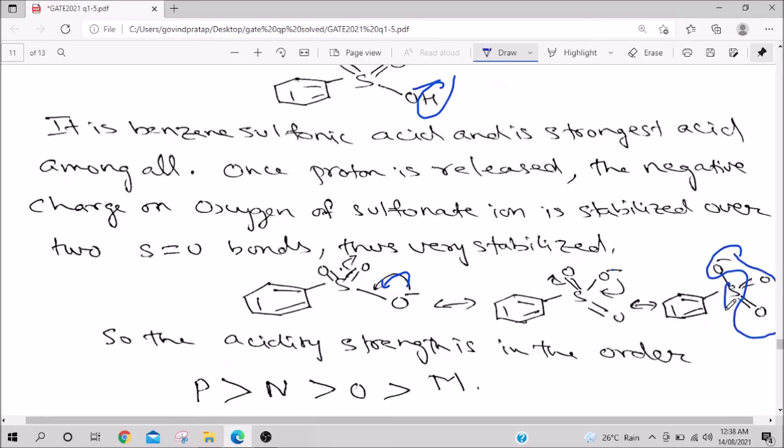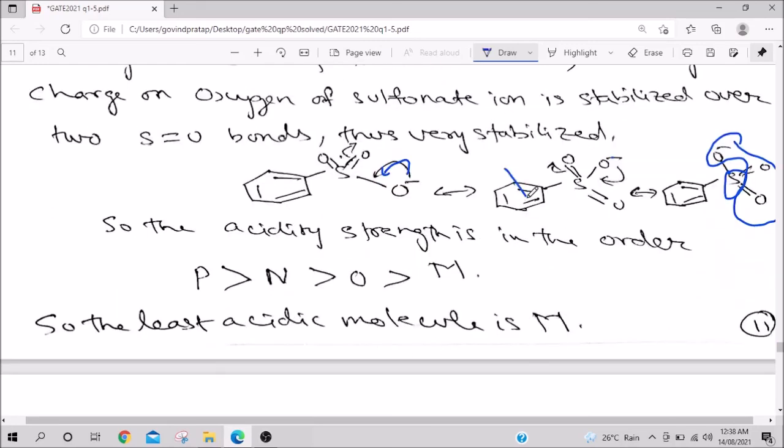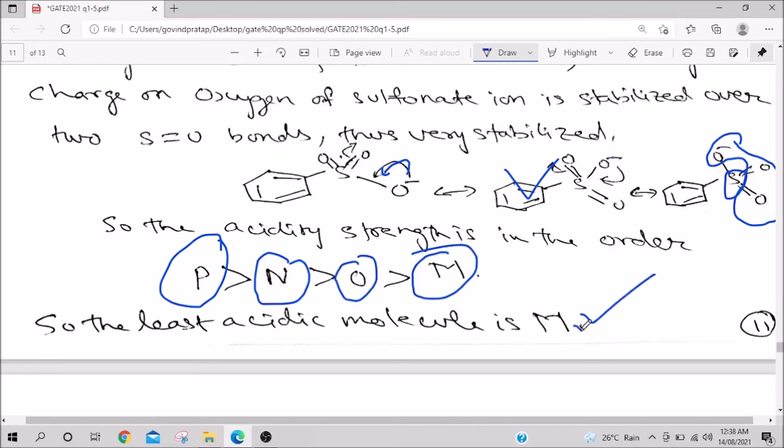Also sulfur is very big, so this also stabilizes negative charge to a large extent, and therefore this will be the most acidic. So most acidic is sulfonic acid, then carboxylic acid, and then comes phenol, and then last was alkyne. So the least acidic is alkyne, that is M.